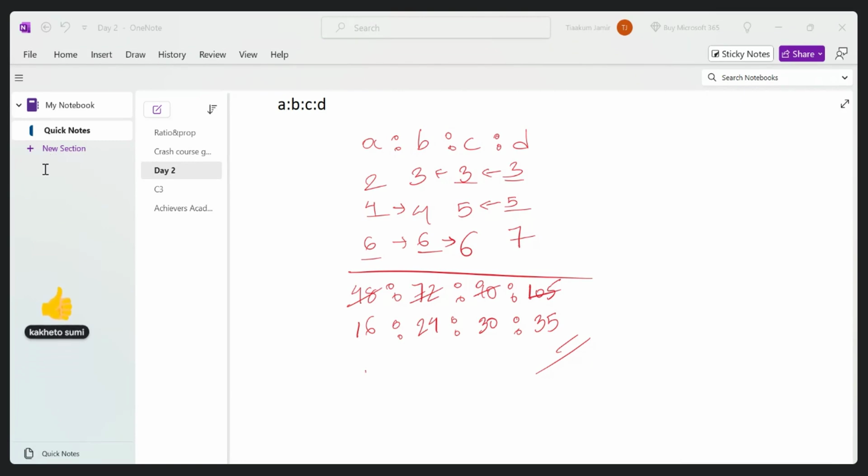Okay. All right. Now that was the basic, right? Basic as you do. Now in your questions, ratio will be tougher, I will worry.